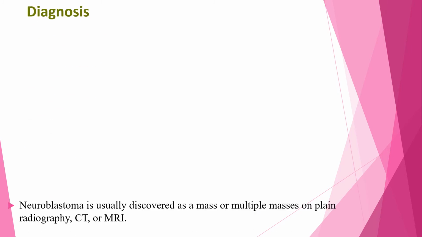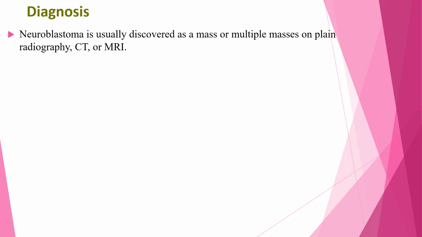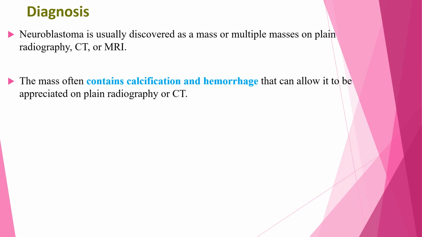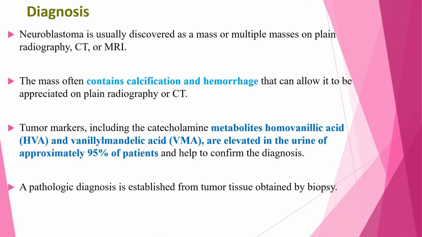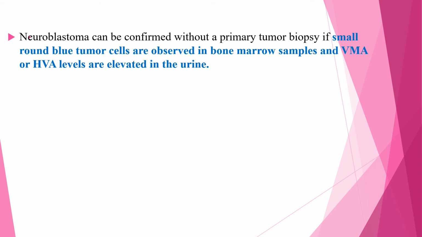The diagnosis of neuroblastoma is usually made when a mass or multiple masses are discovered on plain radiograph, CT or MRI. The mass often contains calcification and hemorrhage that can allow it to be appreciated on plain radiograph or CT scan. Tumor markers, including the catecholamine metabolites homovanillic acid and vanillylmandelic acid, are elevated in the urine of approximately 95% of patients, and they can help to confirm the diagnosis. A pathologic diagnosis is established from tumor tissue obtained by biopsy. Neuroblastoma can be confirmed without a primary tumor biopsy if small round blue tumor cells are observed in bone marrow samples and vanillylmandelic acid and homovanillic acid levels are elevated in the urine.